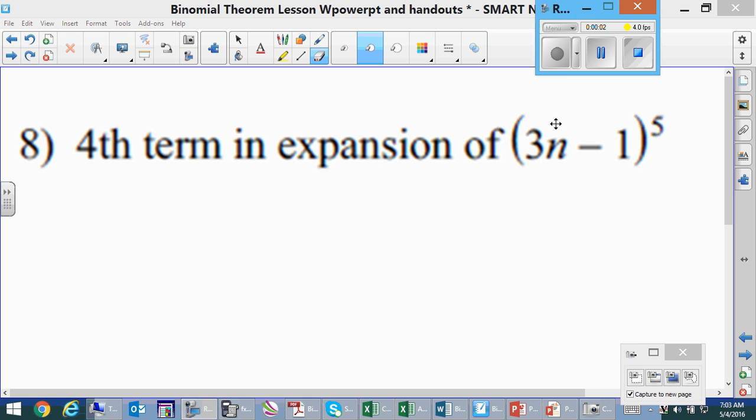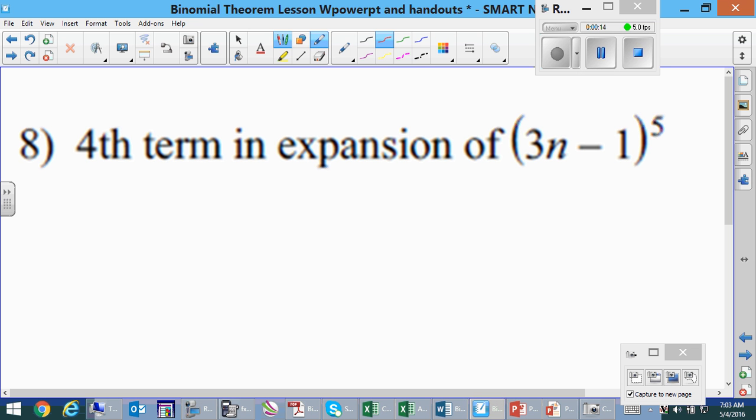Let's look at number 8. This one has a little bit more complexity to it just because there's a coefficient and a variable in the first term. And remember, we want to think of the second term right here as plus -1. So the first term is 3n, the second term is -1. We're taking the binomial to the 5th power.